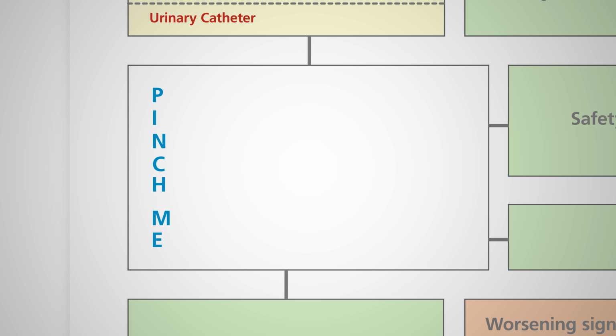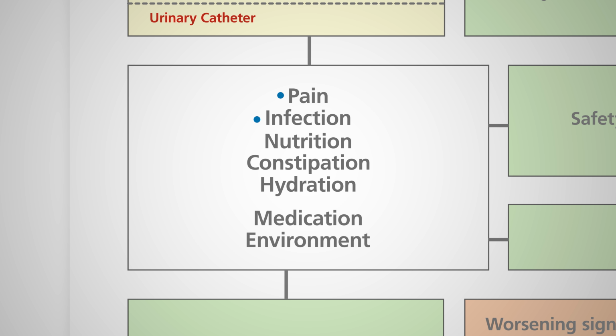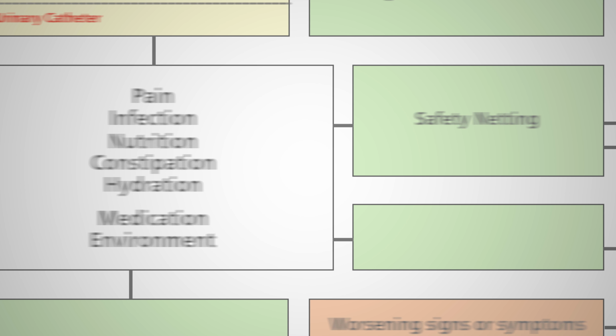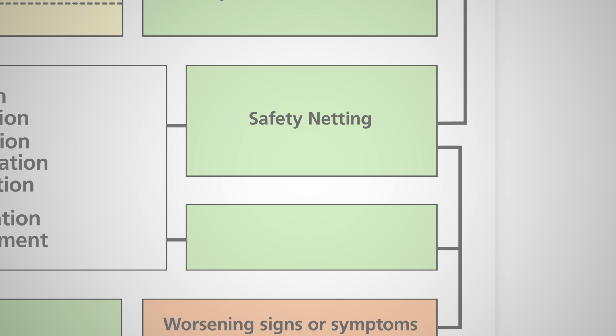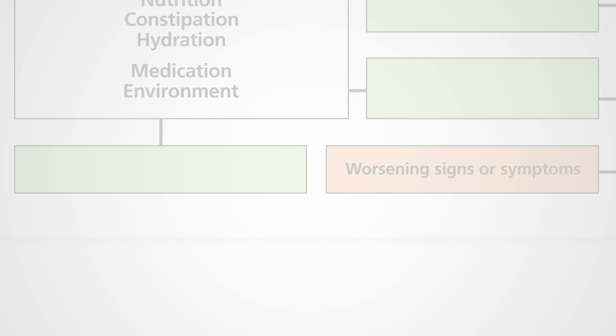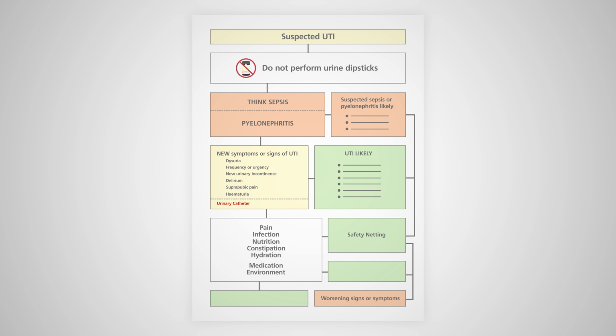PINCH ME can be a useful reminder for other potential causes of confusion, including pain, other infections, poor nutritional status, constipation, poor hydration, medication, or environment changes. Check for signs of other infections, for example, chest, gastrointestinal, or skin infections, if a UTI is less likely. Provide safety netting advice on what to do if the patient's condition changes or worsens, and assess response to antibiotics if prescribed. Urine culture results should also be checked once available.